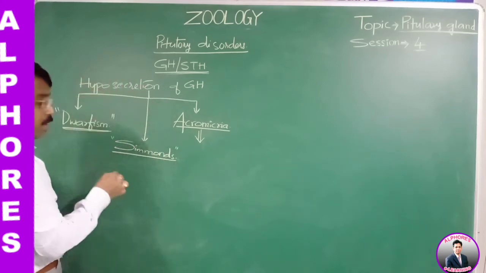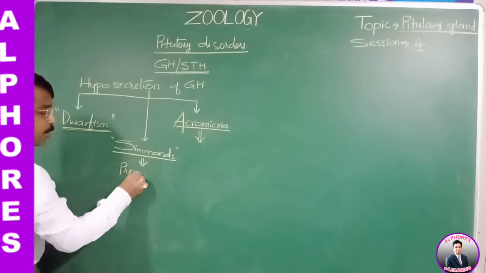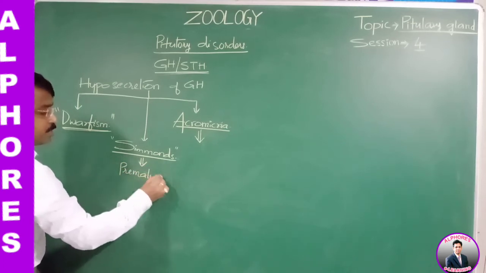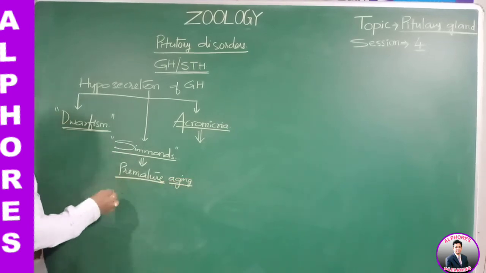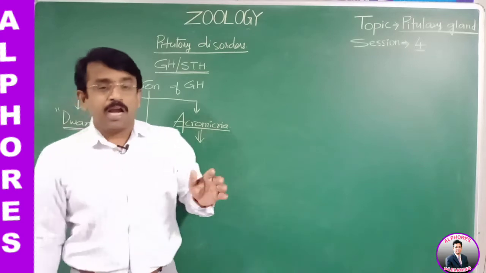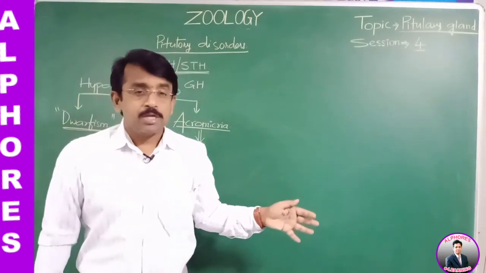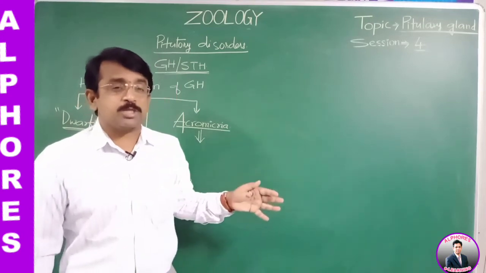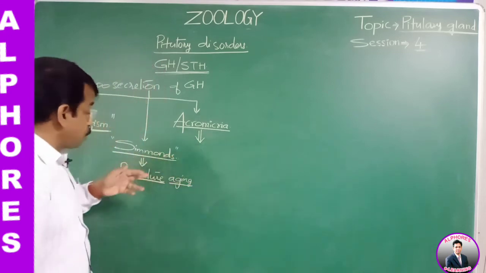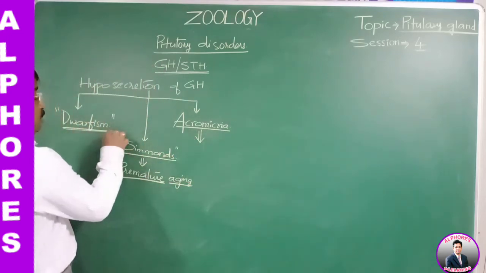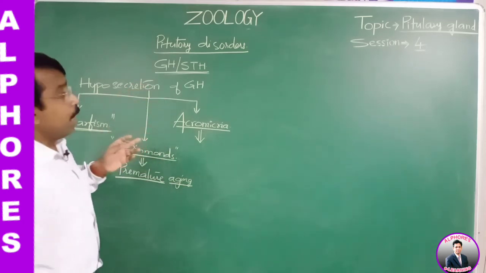Next, Simmons disease. Hyposecretion of the growth hormone results in premature aging. Simmons disease is said to be the deficiency of the growth hormone. Premature aging means that at an early stage there is loss of hair, skin pigmentation decreases, and they appear to be old people. That is, premature early aging is the symptom of Simmons disease. This is hyposecretion.